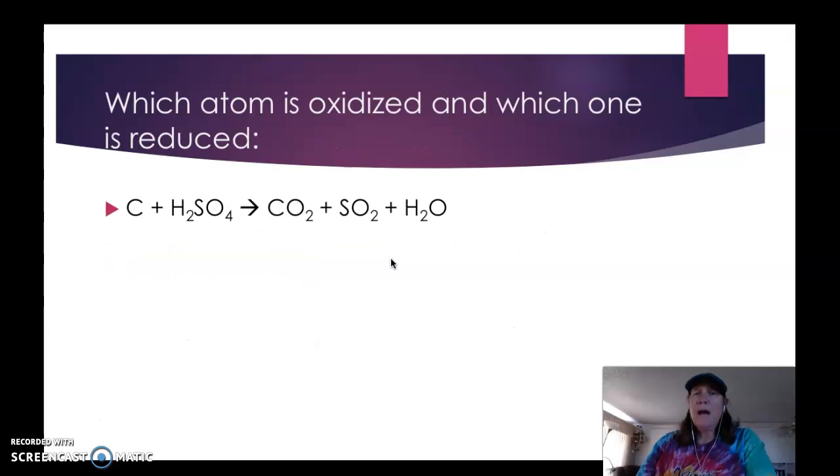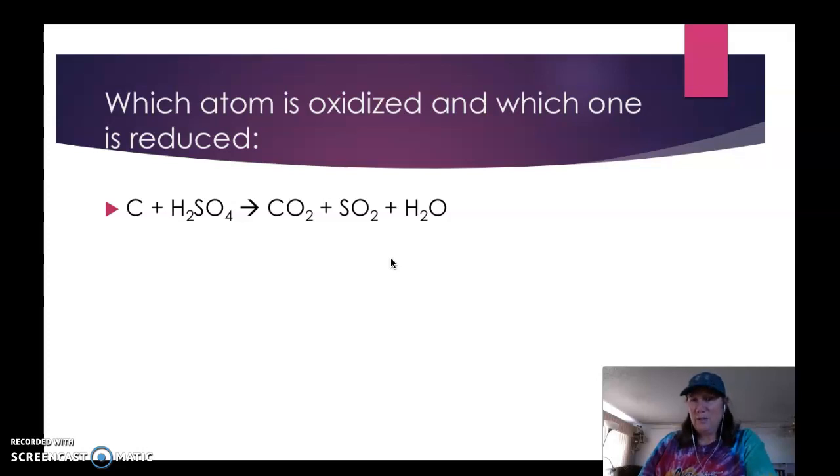Okay, oxidation and reduction. Remember, there's going to be a change in their combining capacity, in their charge. And remember, OIL RIG: oxidation is loss, a loss of electrons. So if it becomes more positive, it's oxidized. And don't think it's oxygen, because most of the time it's not. Okay, and then OIL RIG, reduction is gain. So they become more negative.